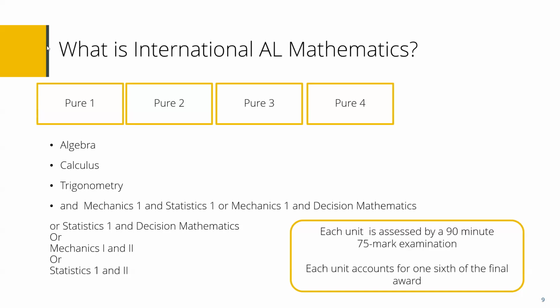By the way, all units are equally weighted, and the full course can be treated as a linear one, with all units taken at the end of the 2-year course, or as a unitized course with, for example, P1 being taken in January of year 1 of a 2-year course. So you have flexibility with the international A level that we don't have in the normal A level in the UK.